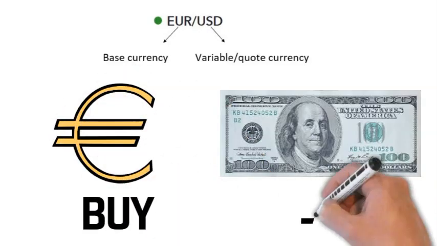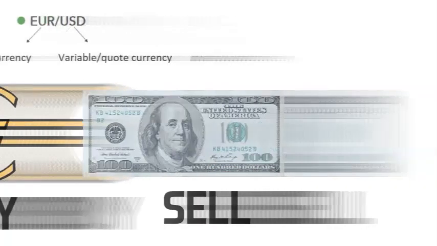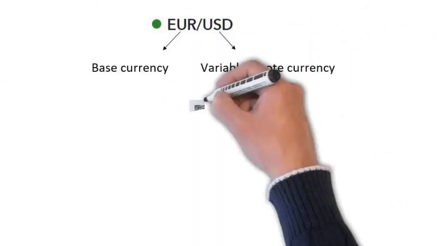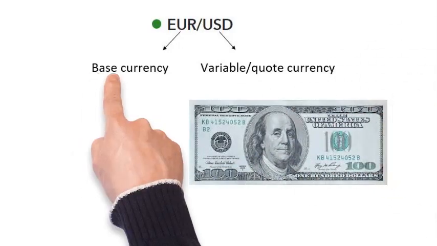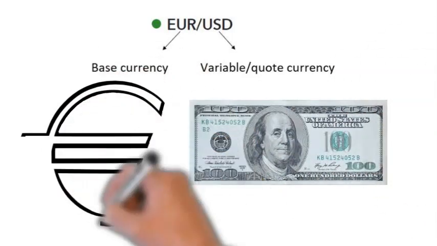The forex code shows two currencies in a pair: the base currency, which appears first, and the quote, or variable currency, which appears last. The price of the first currency is always reflected in units of the second currency.